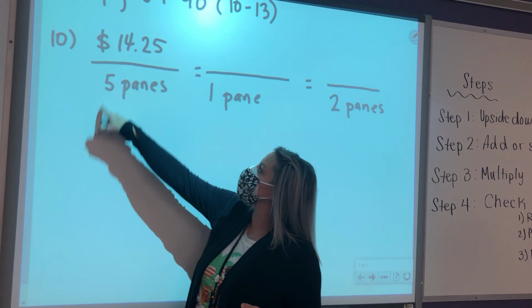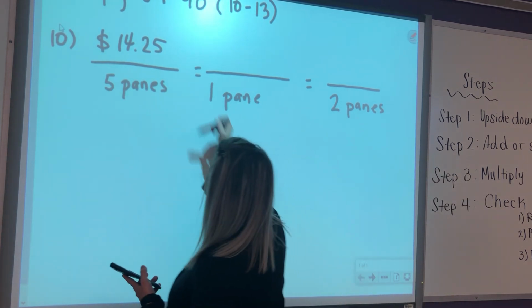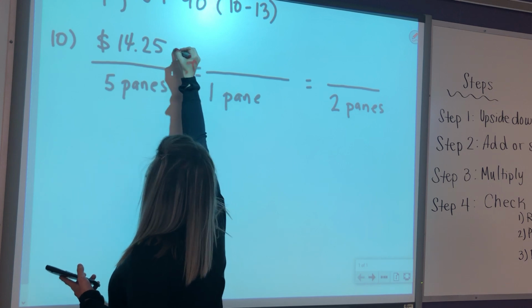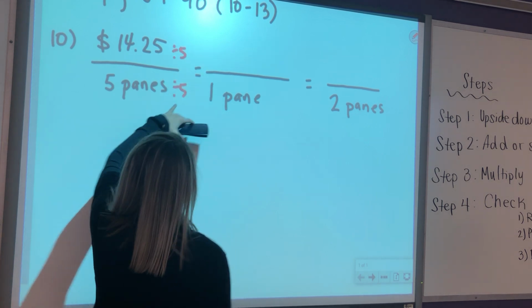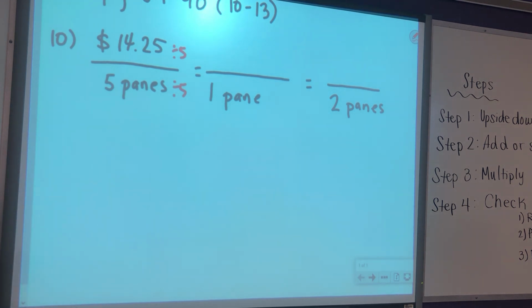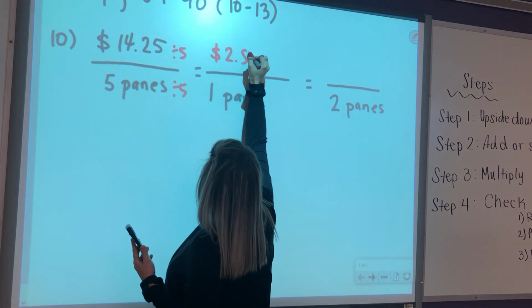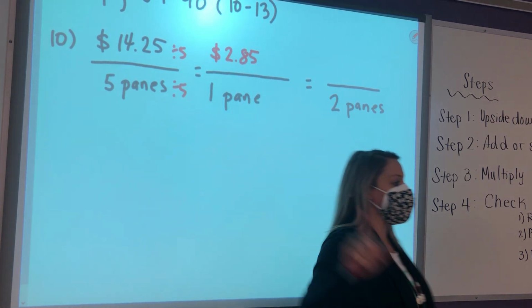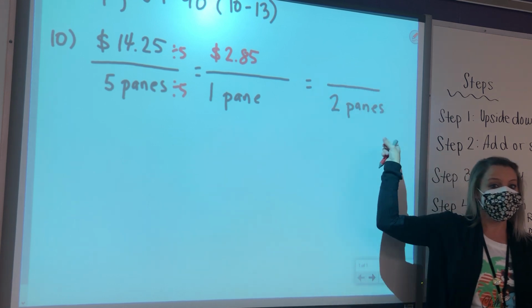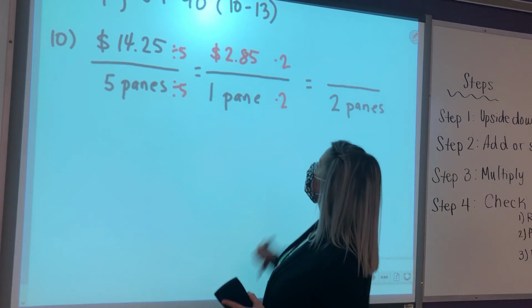So how am I going to get from 5 to 1? Very good. I'm going to divide by 5. Whatever I do to the bottom, I've got to do to the top. So $14.25 divided by 5 is $2.85. But again, that's for 1 pane, and I need 2. So multiply by 2.